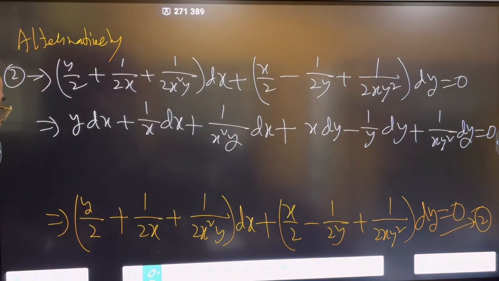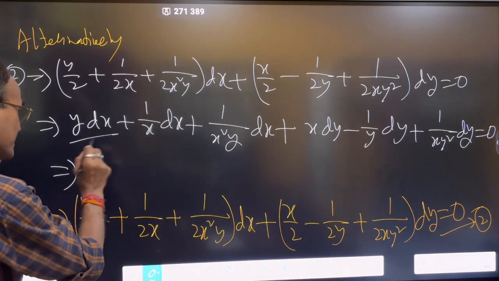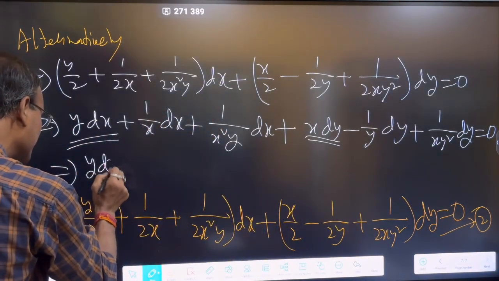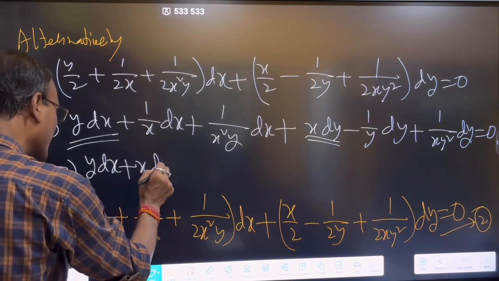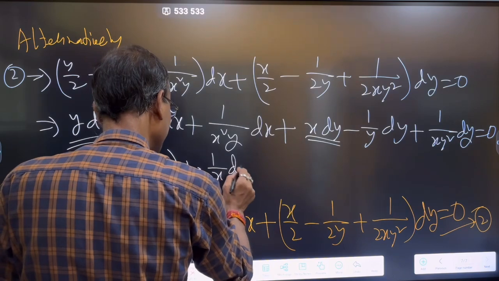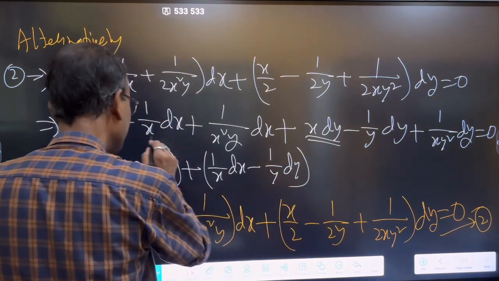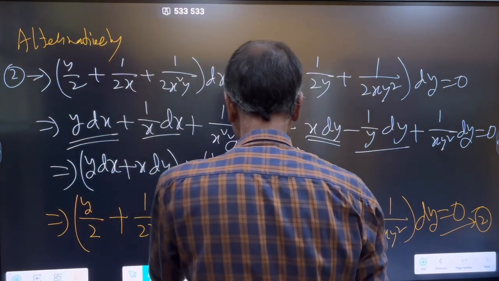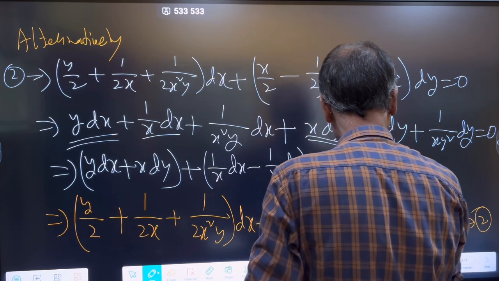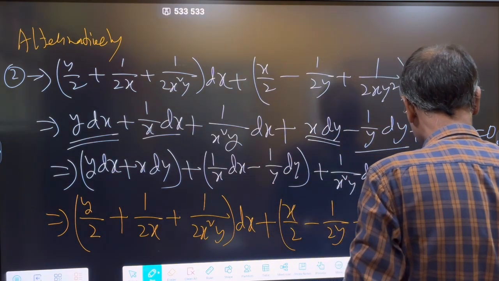Now, this means, write this one and this one: y dx plus x dy, plus 1 by x dx minus 1 by y dy, this term and this term, plus 1 by x square y dx plus 1 by xy square dy equal to 0.